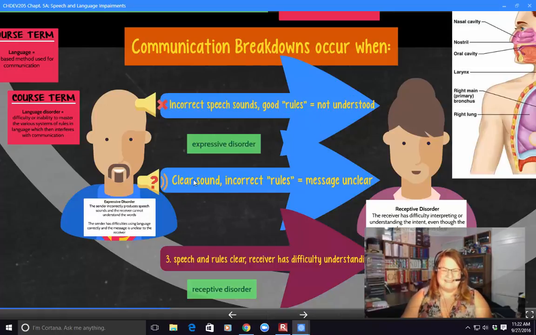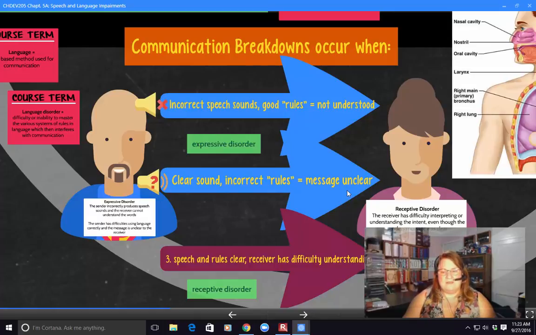Maybe you could hear that. But now somebody else might have clear sound, but miscue the rules. So it's going to sound backwards, it's going to sound weird, it's going to sound rushed, mushed, all the kind of, again, the message is unclear. And so that would be considered an expressive disorder, okay?